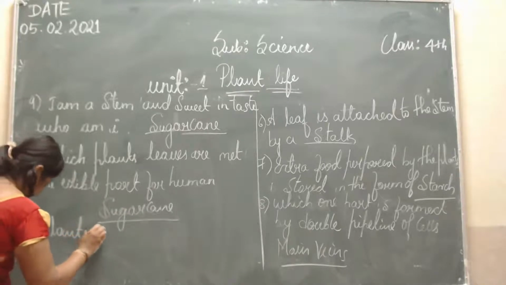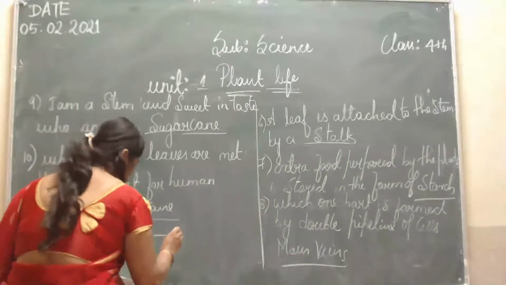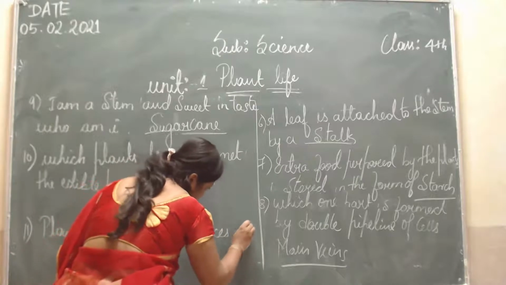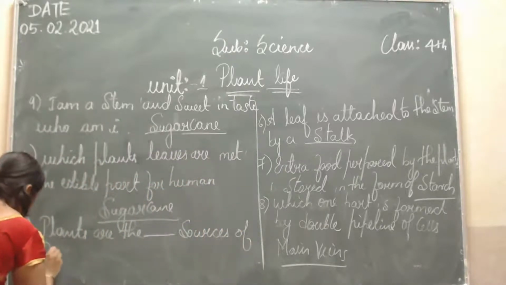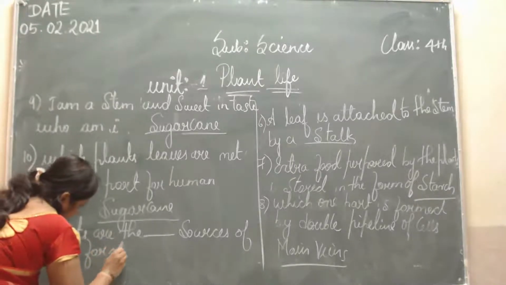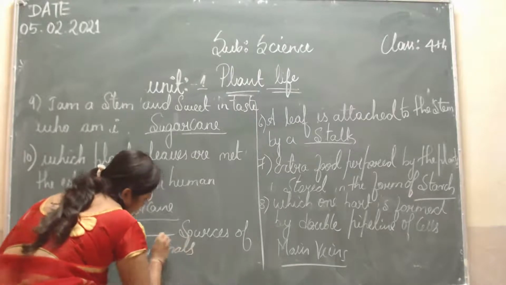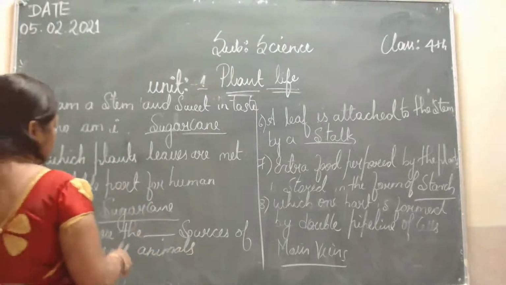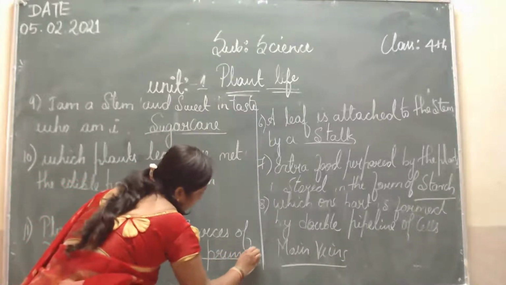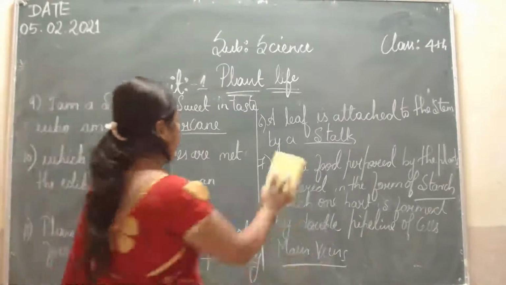Plants are the dash source of food for all animals. Answer is primary source. It is a primary source.